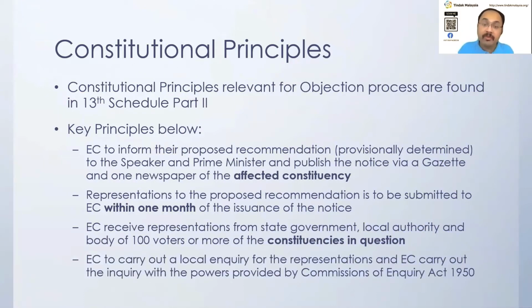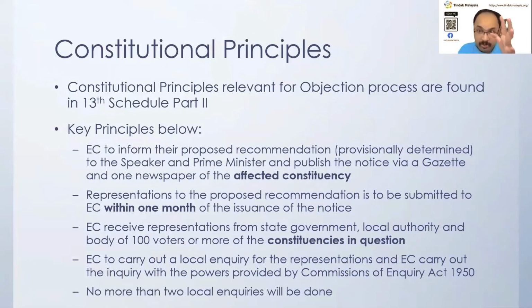Then the EC will carry out a local inquiry based on the accepted representations, within the powers provided by the Commissions of Inquiry Act 1950. And this process will only repeat one more time. If in the first round you received a lot of objections or support, the EC will look into it and say, okay, I think we have to make changes. Then they will repeat this whole process, as I mentioned in the key principles, one more time. And then you have one more month again to assess the new proposal.